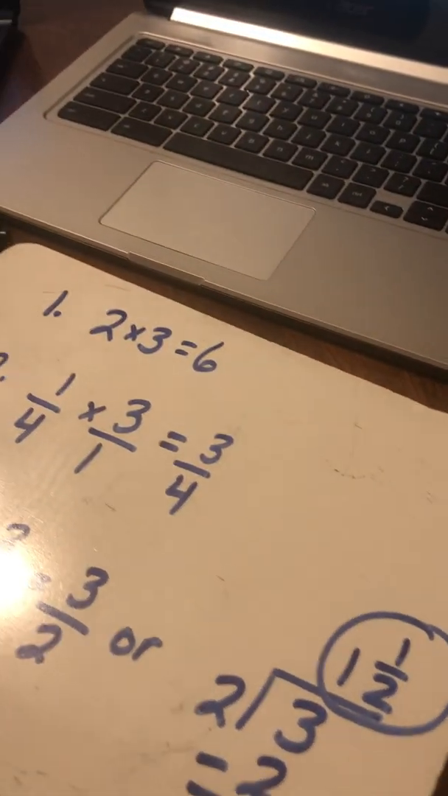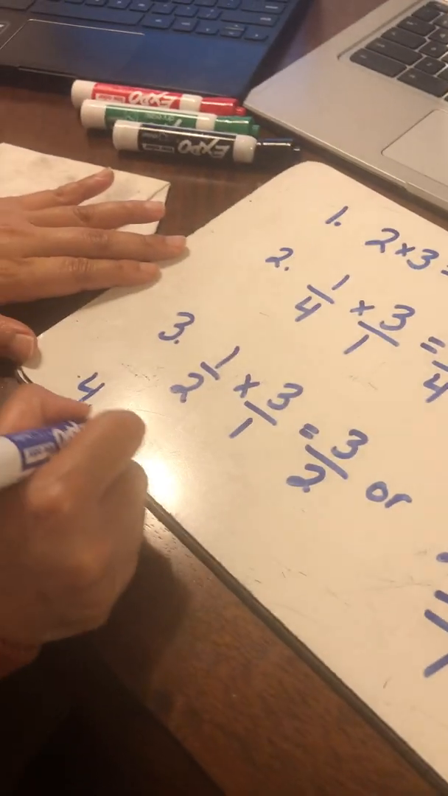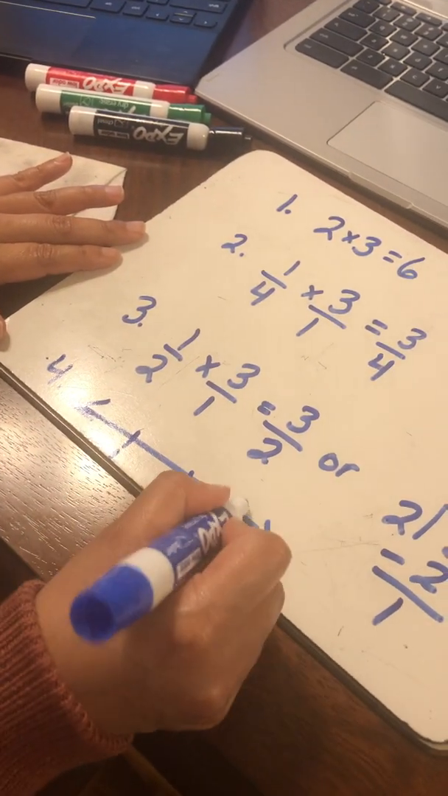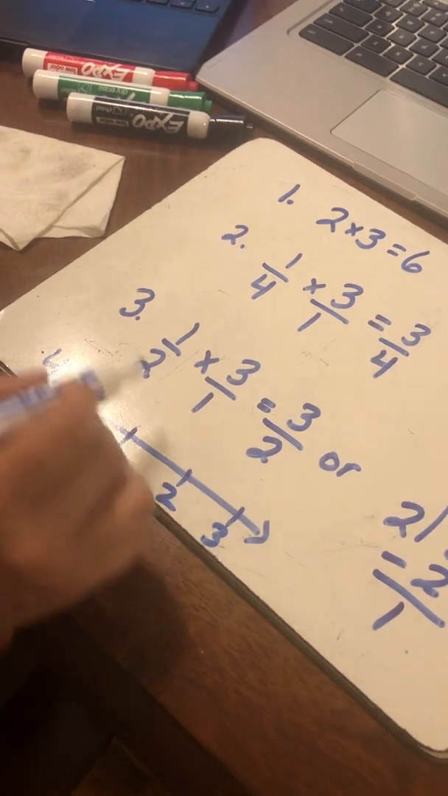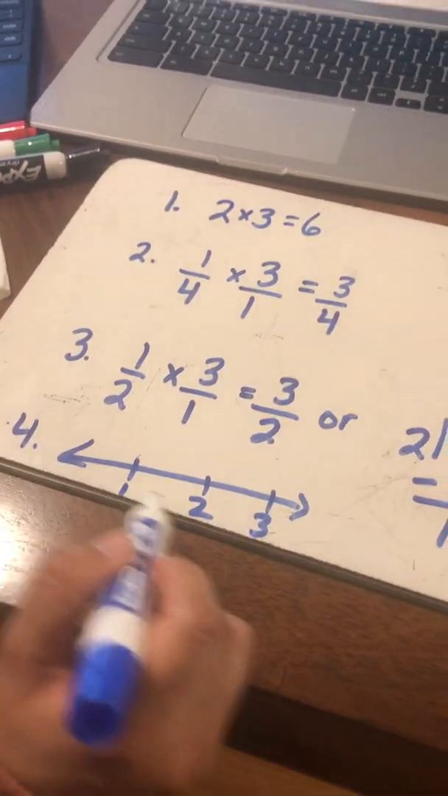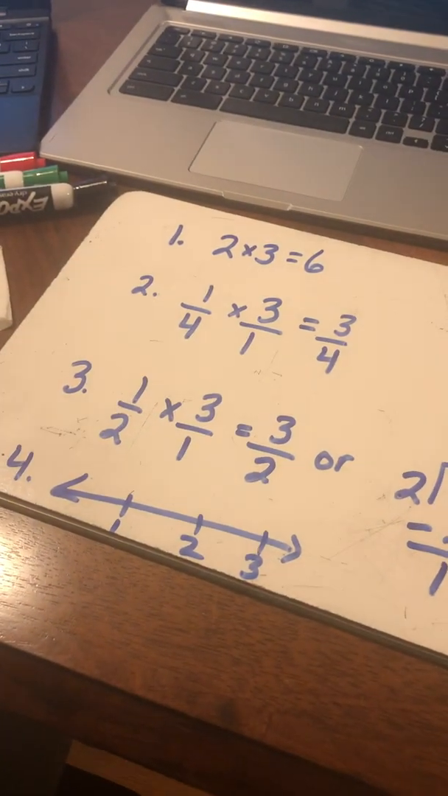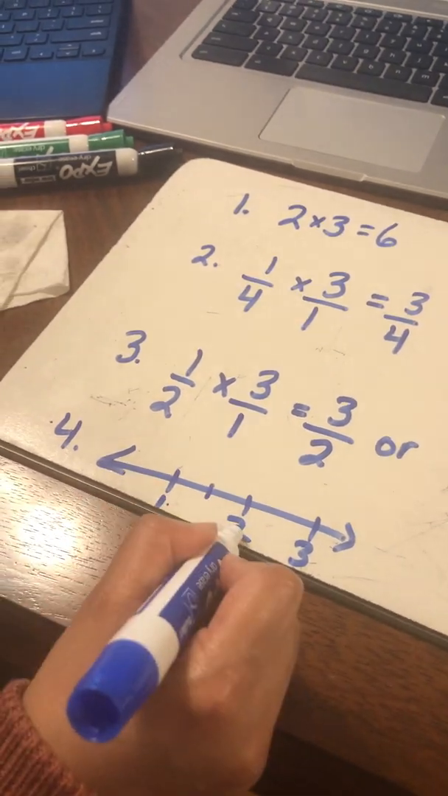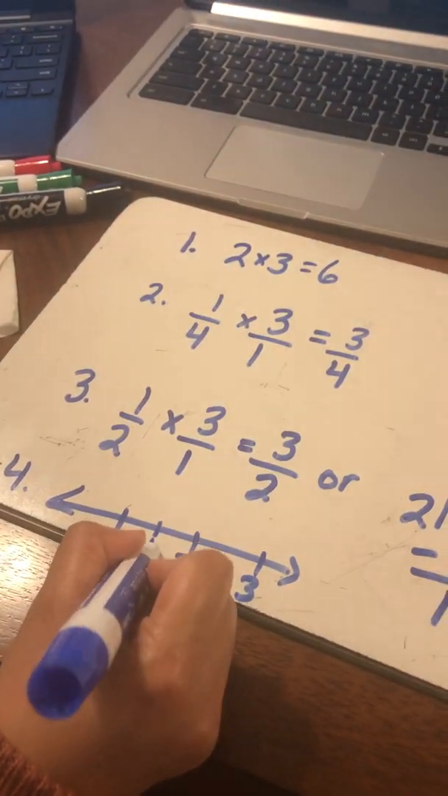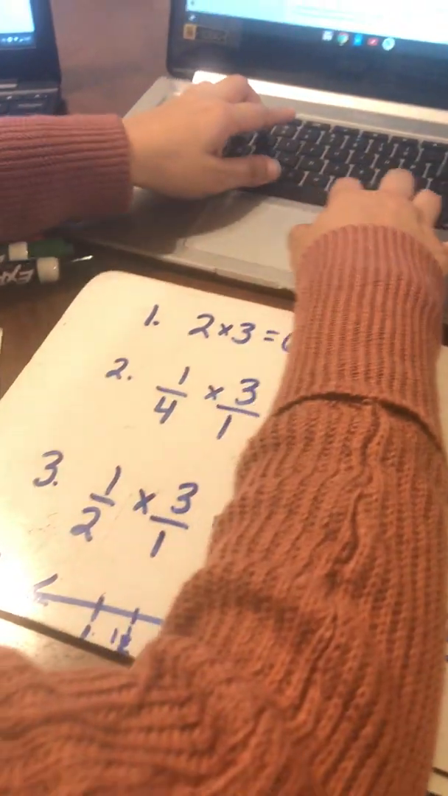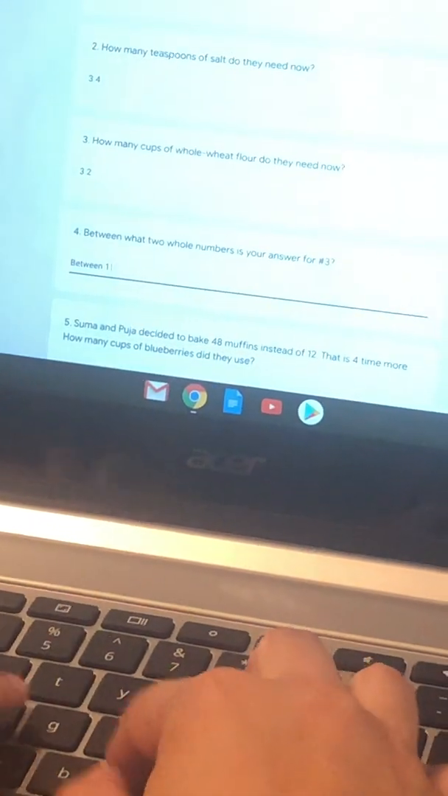So boys and girls, look, for number 4, here is a little number line, and I'm just gonna put 1, 2, and 3 on this number line. So if my answer for number 3 is 1 1/2, where would I put 1 1/2 on this number line? Hopefully you said here between the 1 and the 2, right? My 1.5 would be in the middle of 1 and 2. So the answer for number 4 is between 1 and 2.